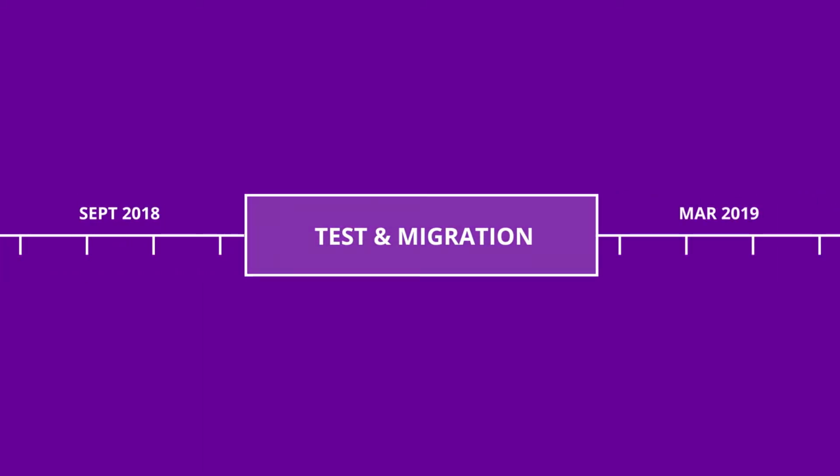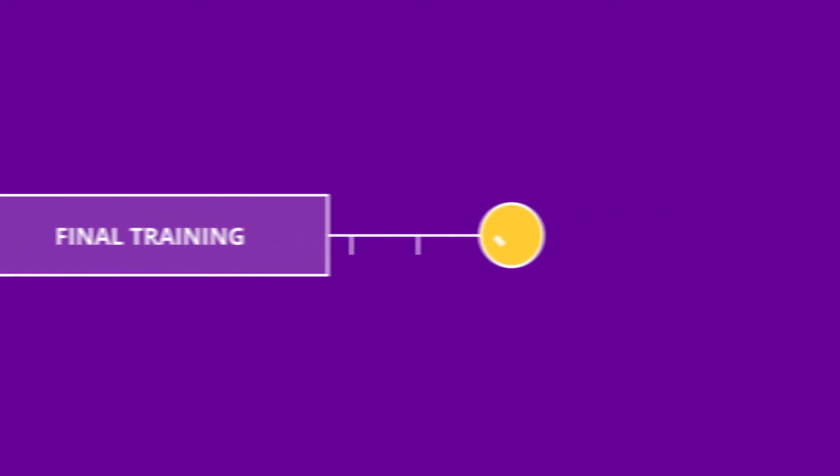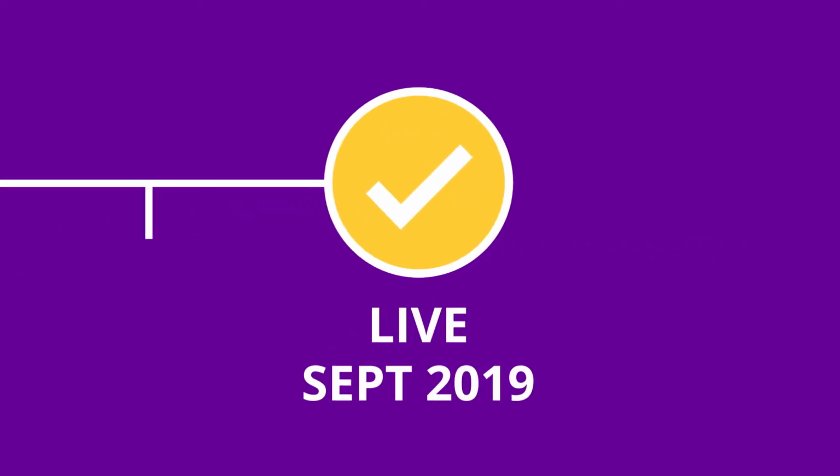After this, systems will be tested and data will be migrated across from old systems, at which point the Student Lifecycle project will be ready for final implementation and will deliver university-wide staff training. The Student Lifecycle project will be complete and ready to go live in September 2019.